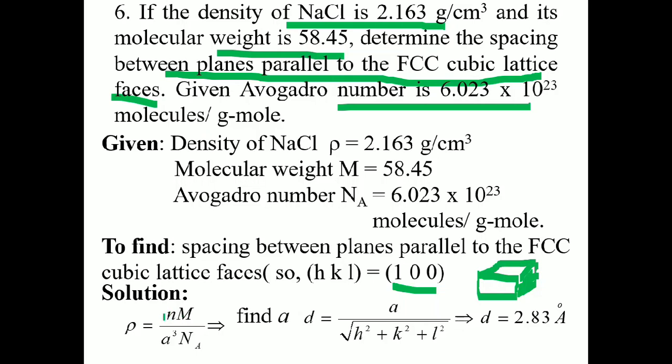Number of atoms per unit cell. Here the unit cell given is FCC. Therefore, the number of atoms per unit cell is 4. For that, 4 should be taken. In case BCC is given, n should be 2. If it is a simple cube, that small n must be 1. So we have discussed it in our previous lectures.